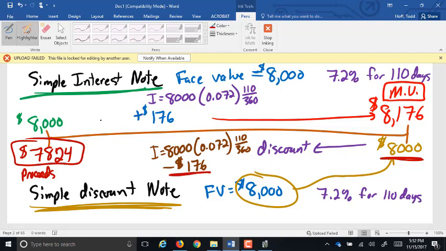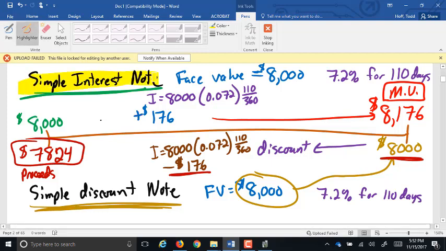So, big difference in a simple discount note. An $8,000 note means you get $8,000. Then you're going to pay back that amount plus the interest. And a simple discount note means you are going to pay back $8,000. So they are going to calculate the interest and subtract that out to figure out what they're actually going to give to you.